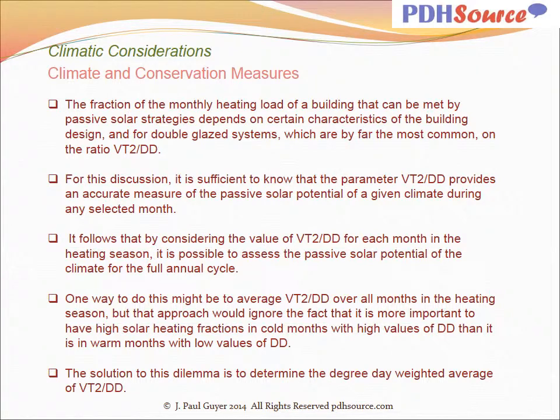The fraction of the monthly heating load of a building that can be met by passive solar strategies depends on certain characteristics of the building design and, for double-glazed systems, which are by far the most common, on the ratio VT2 divided by DD. For this discussion, it is sufficient to know that the parameter VT2 divided by DD provides an accurate measure of the passive solar potential of a given climate during any selected month.